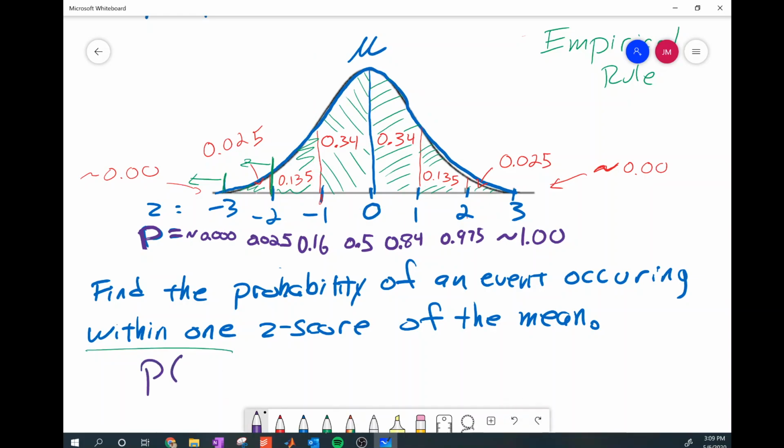So our probability would be between -1 and 1, which is 0.34 plus 0.34, which would be 0.68. Let's just do one more, and then that'll be the end of the video.